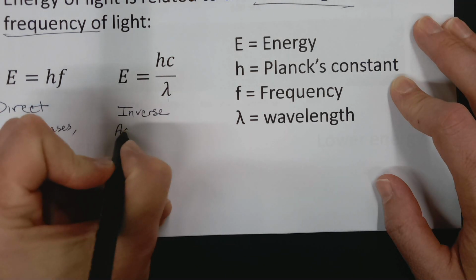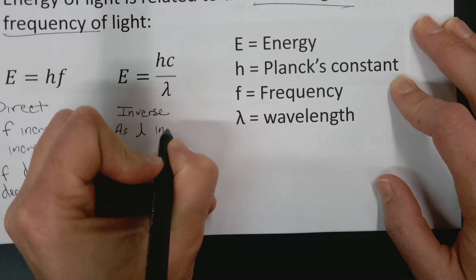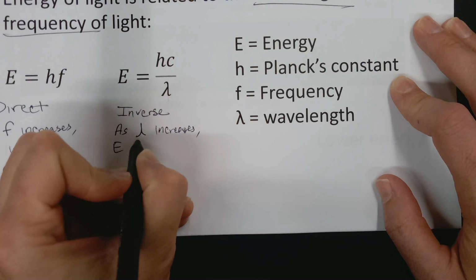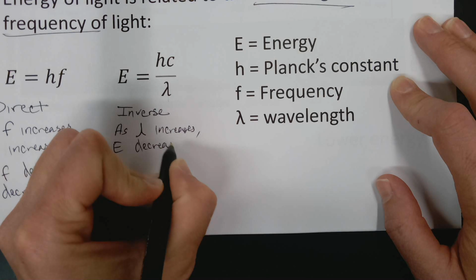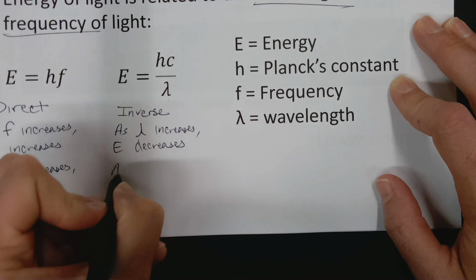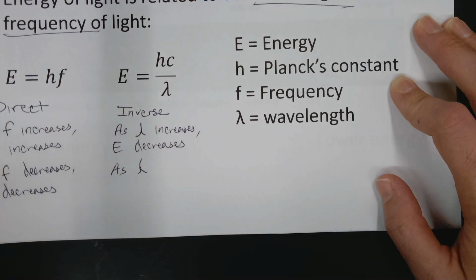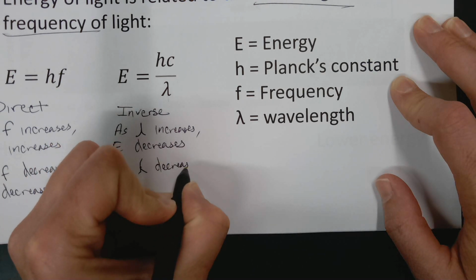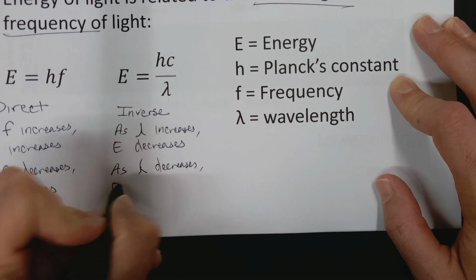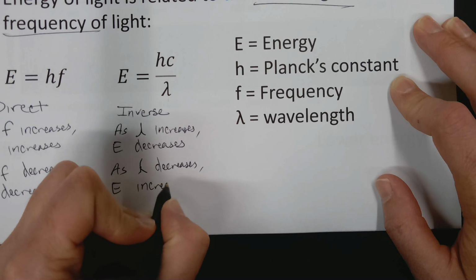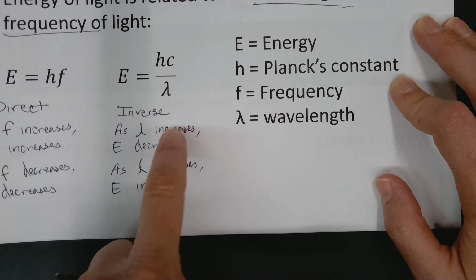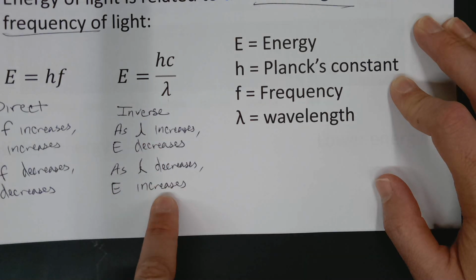So as wavelength increases, energy decreases. And as wavelength decreases, energy increases. So as one variable goes up, the other goes down, and vice versa.